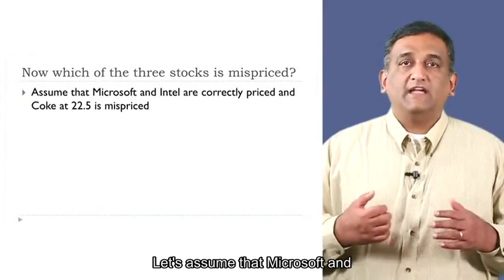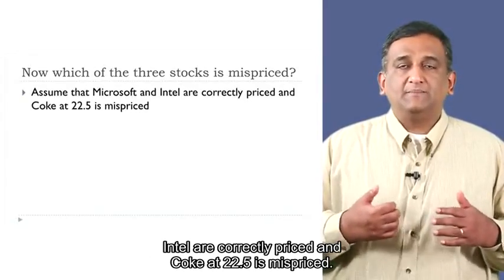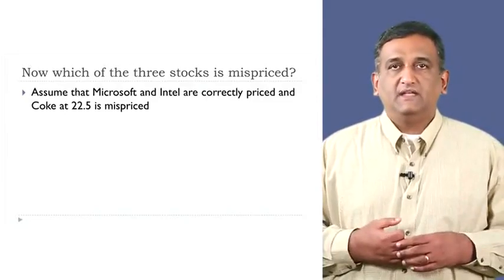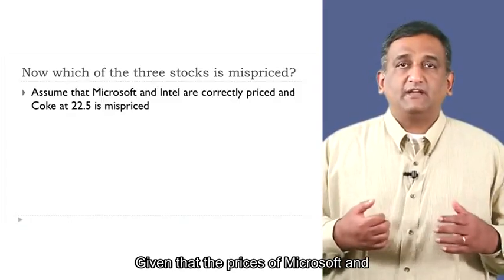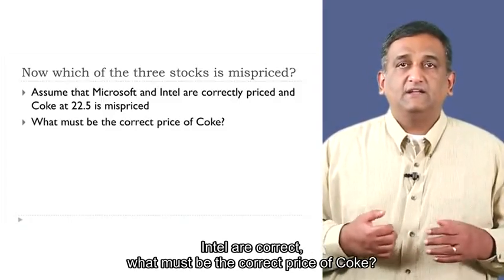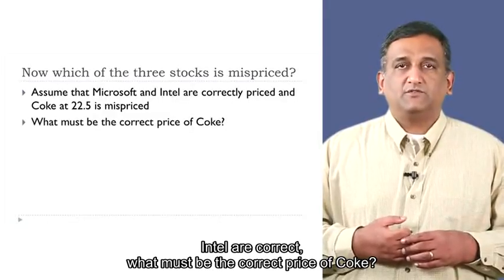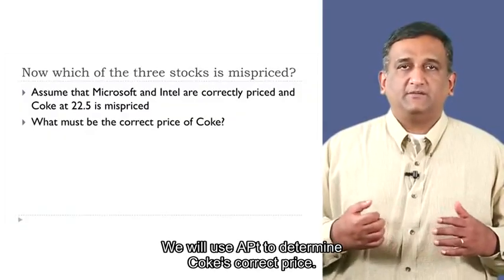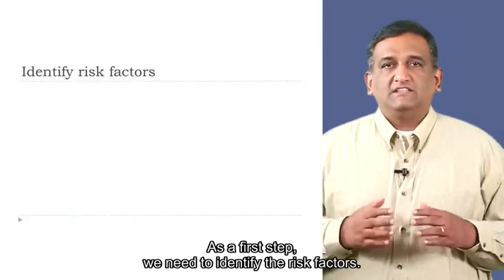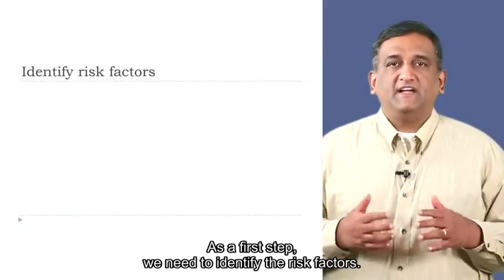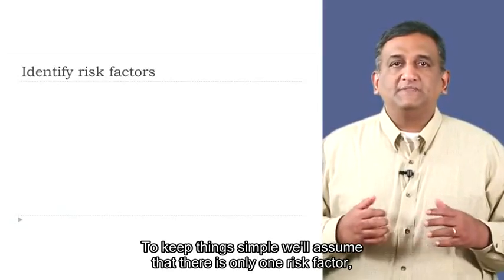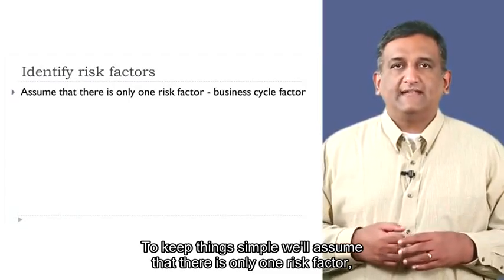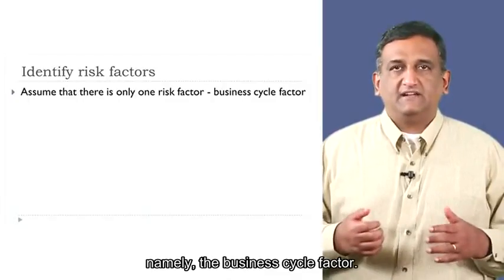Let's assume that Microsoft and Intel are correctly priced and Coke at 22.5 is mispriced. Given that the prices of Microsoft and Intel are correct, what must be the correct price of Coke? We will use APT to determine Coke's correct price. As a first step, we need to identify risk factors. To keep things simple, we'll assume that there is only one risk factor, namely the business cycle factor.